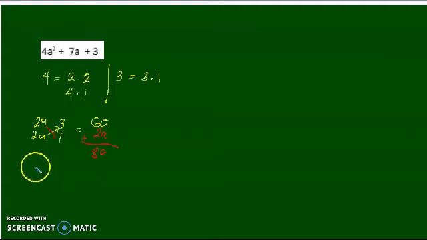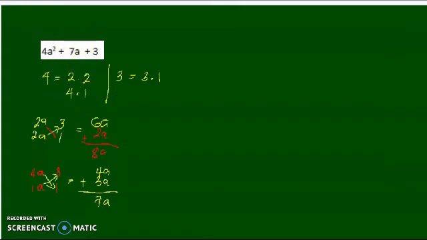Let's try 4 and 1. So 4, 1, then a, a. Then 3, 1. And then cross multiply. So 4a times 1 is equal to 4a. Then a times 3 is 3a. And then get the sum. So 4a plus 3a is 7a. Bingo! Why? Because this one is similar to the middle term.